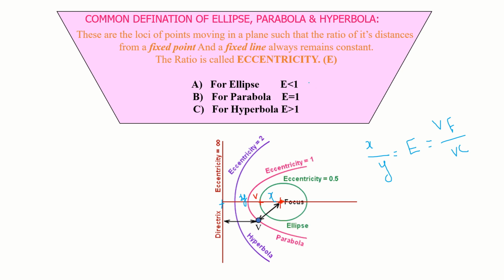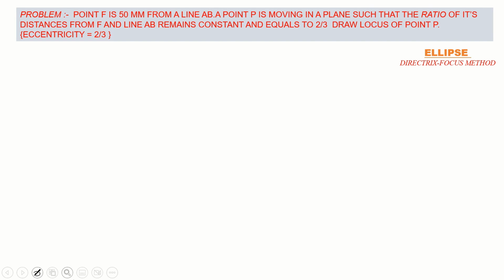For an ellipse, eccentricity will be less than 1. For a parabola, it is equal to 1. And for a hyperbola, it is greater than 1. Now we are going to see the steps to draw the ellipse by using the eccentricity method.